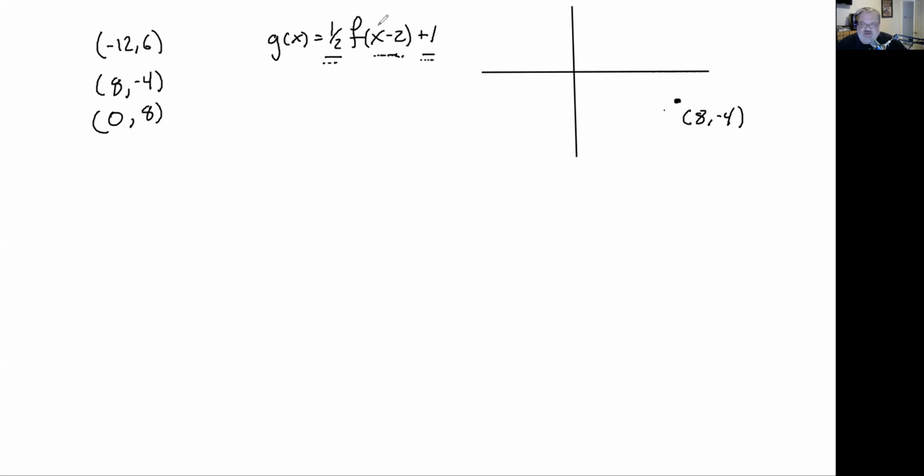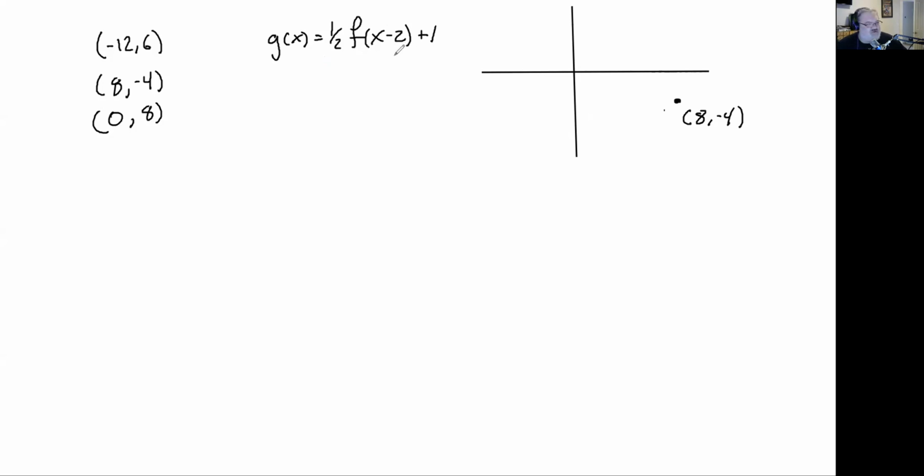The strange thing, or at first strange thing, is that all of the translations that occur inside the function will always seem to happen in reverse. So this x minus 2, it might seem like that x minus 2 should send us in the negative direction, but it's not. It's going to send us in the positive direction.